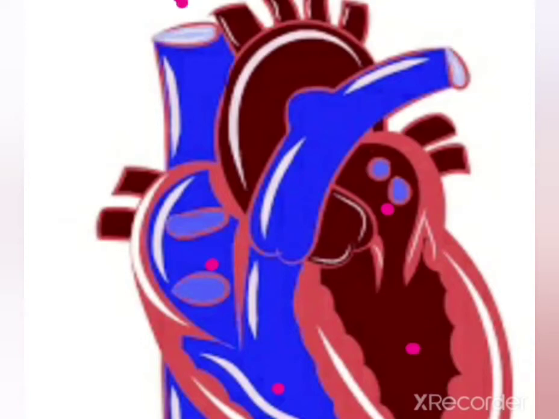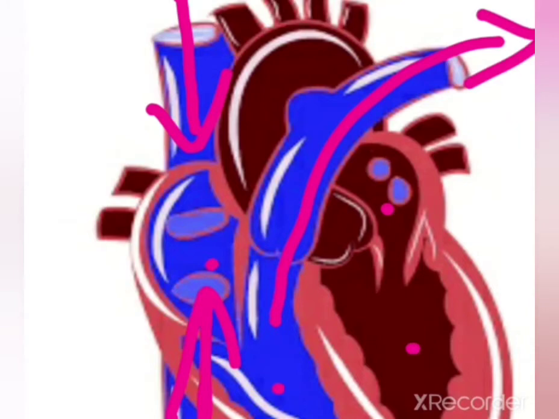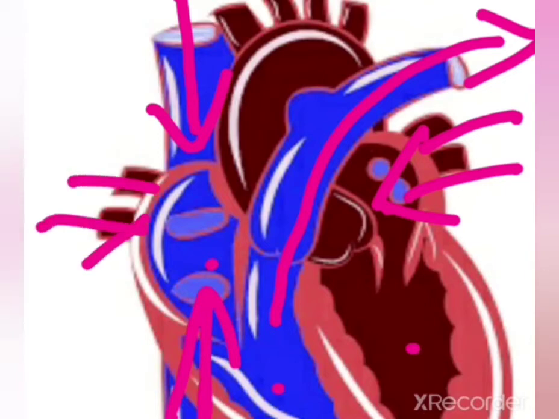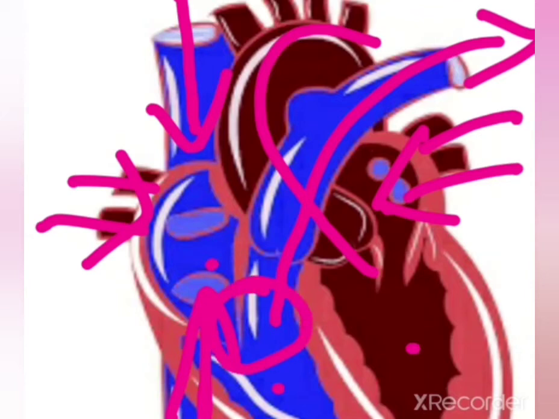And then this is the superior vena cava. This is the inferior vena cava. And this one is the pulmonary artery. This is the pulmonary veins. And then this is the main artery, aorta. Then on the right side one valve is here, that is the tricuspid valve, and on this side we can see another valve, that is the bicuspid valve.